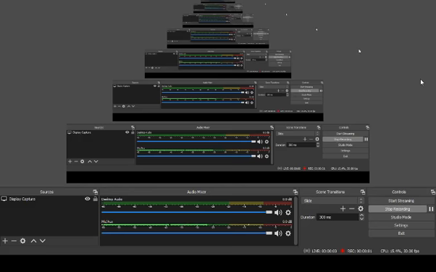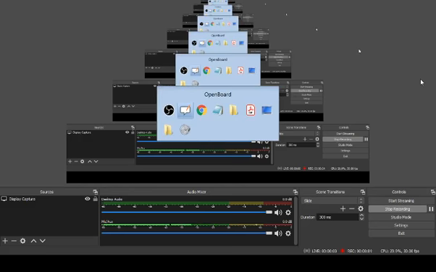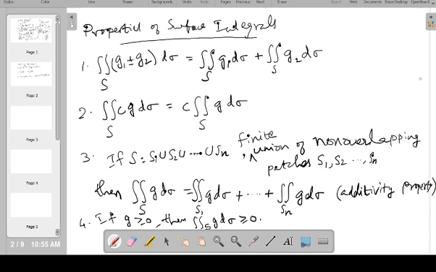Hello students, now we shall see some properties of surface integrals. Just like line integrals, you have similar properties for surface integrals.